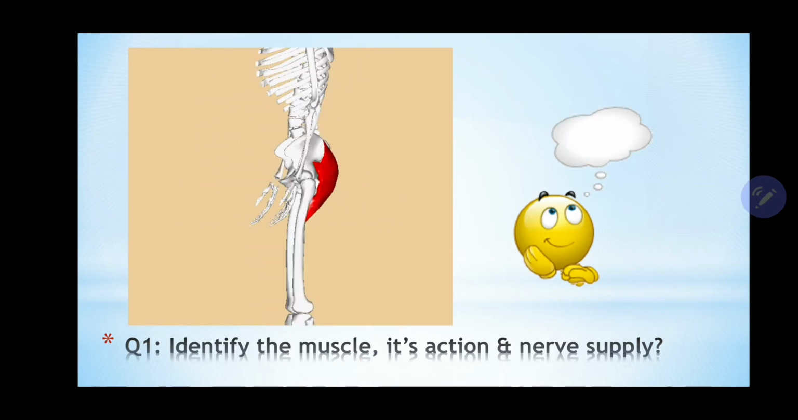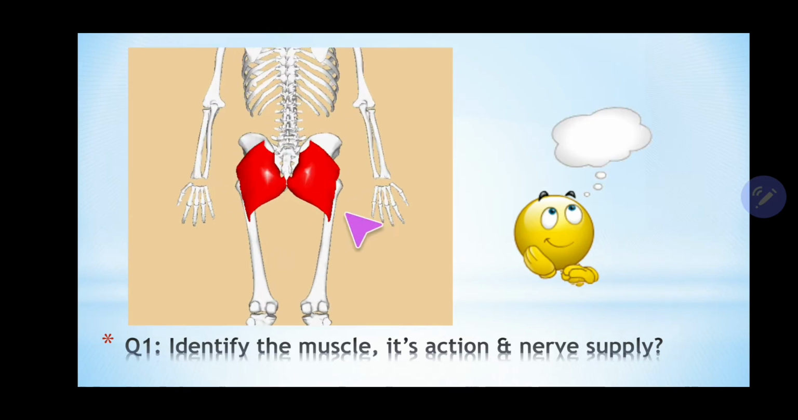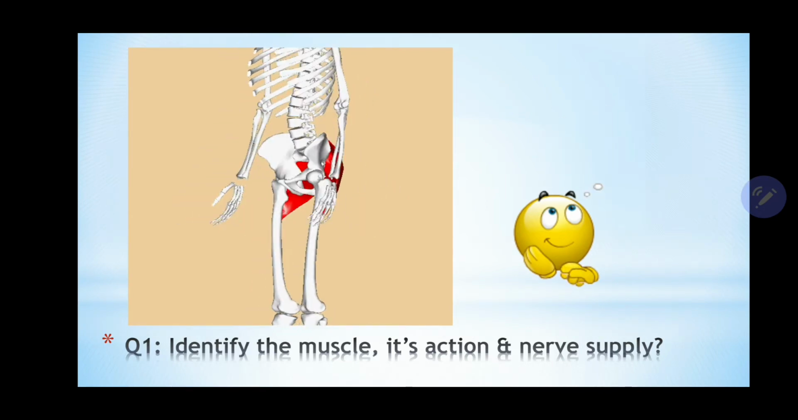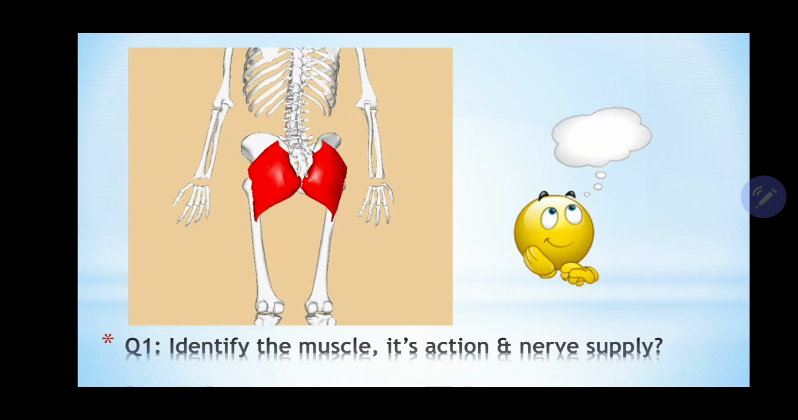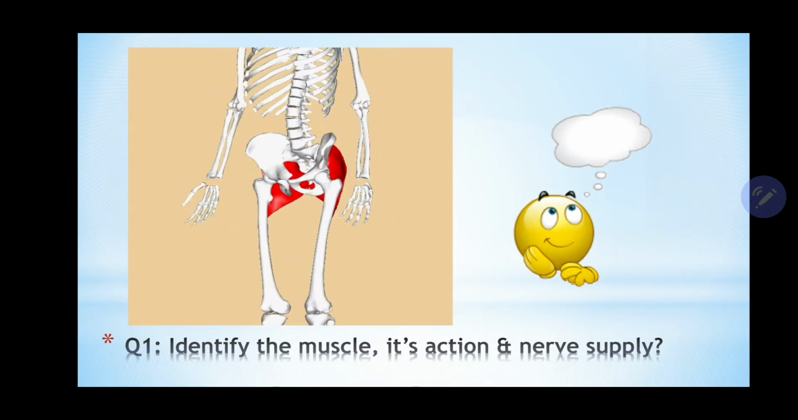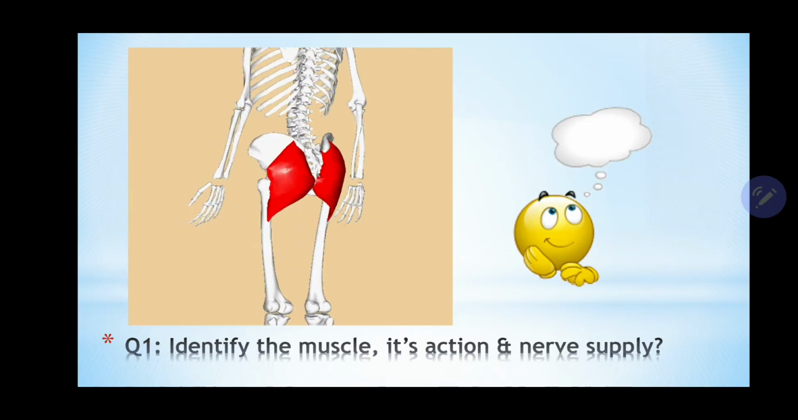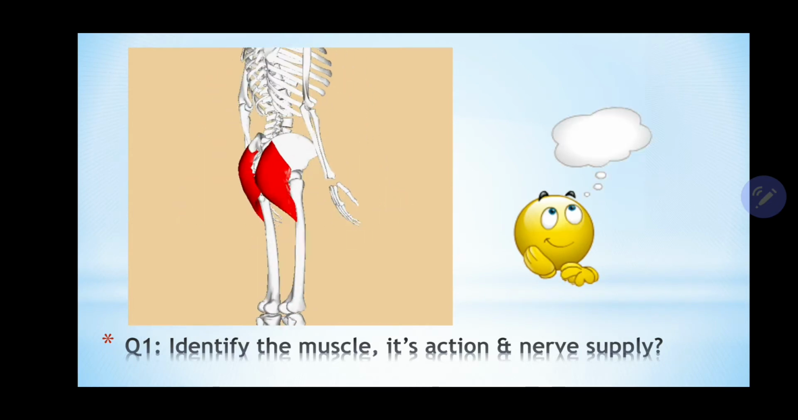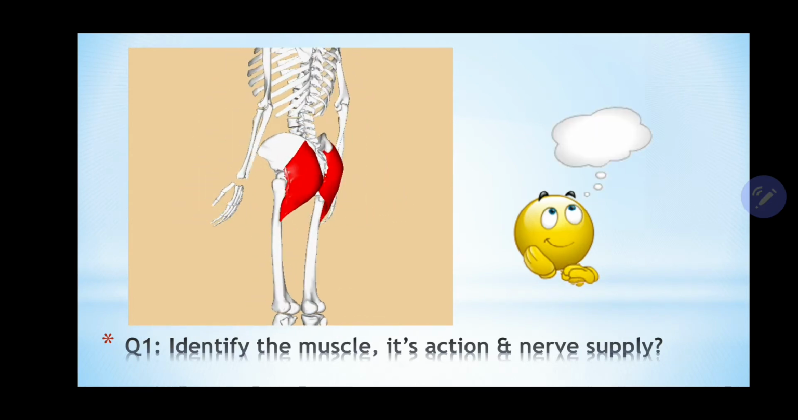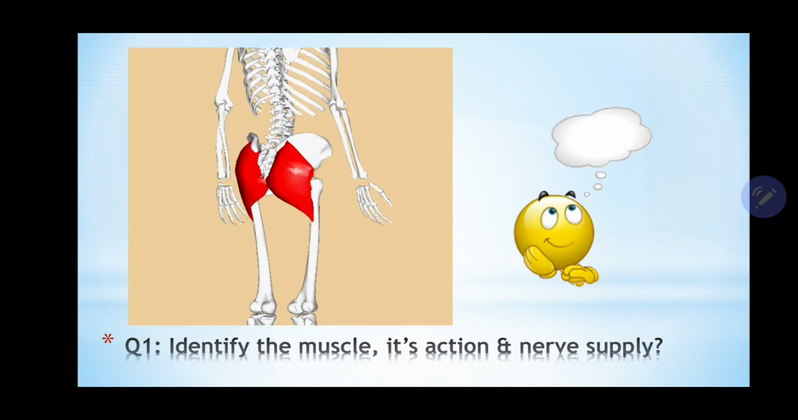Then the fibers of this muscle, you can see the direction, are descending downwards and laterally. The deeper fibers get inserted onto the gluteal tuberosity on the posterior surface of the femur, while the superficial fibers get inserted onto the iliotibial tract, that is the thickening of the fascia lata on the lateral side of the thigh. So that's the insertion of this muscle.